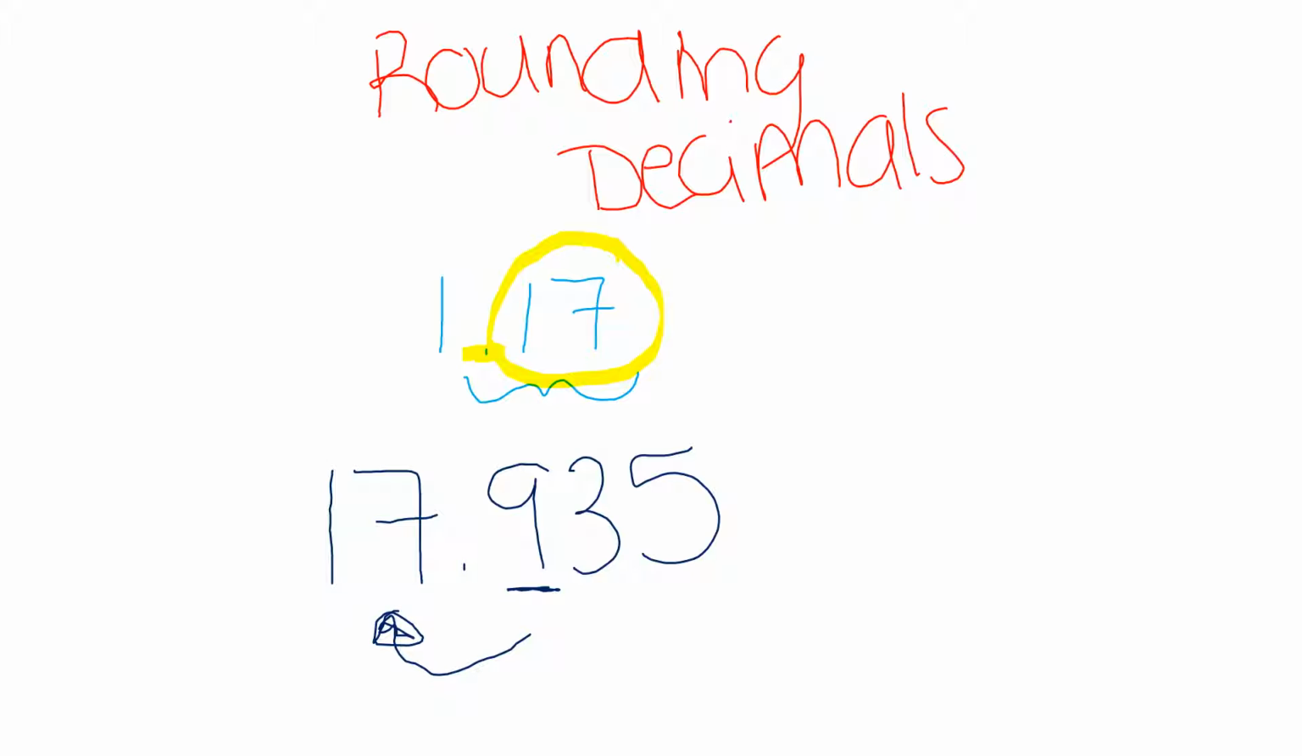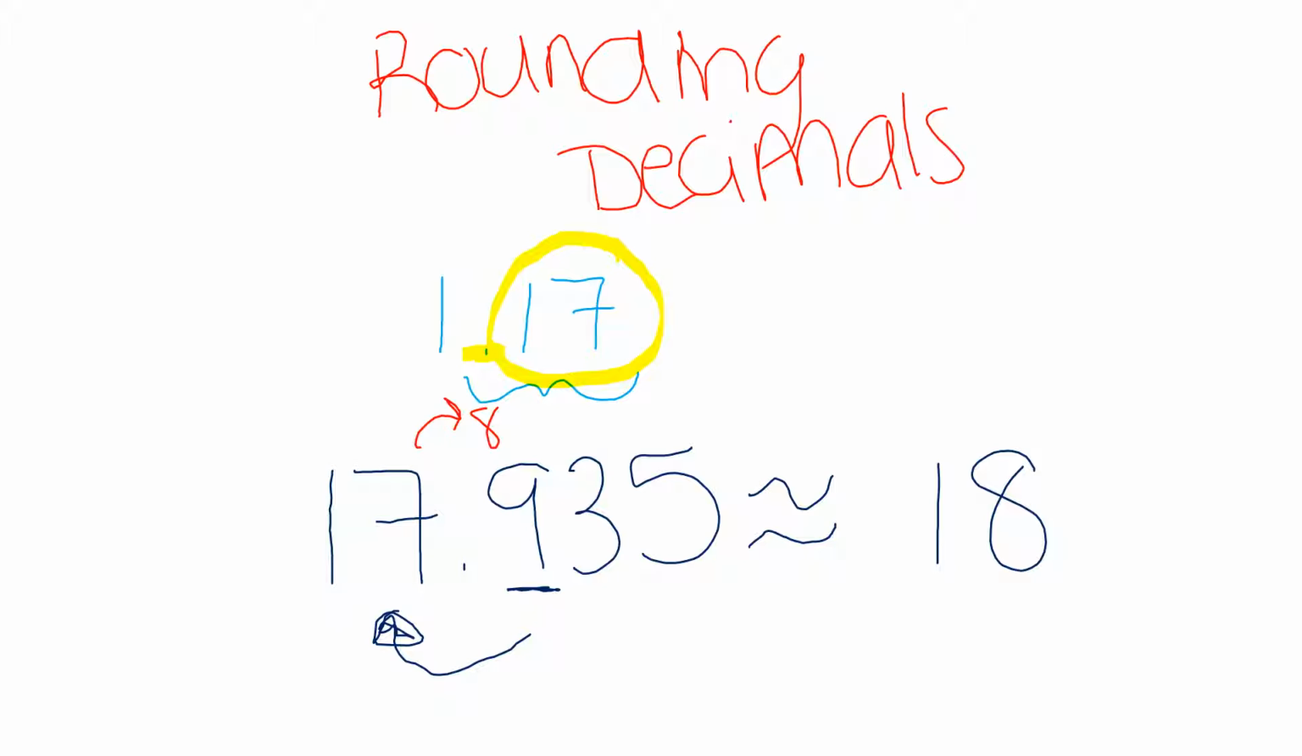So now, our new number, and we do the approximate symbol, because obviously we're estimating. Our new number is going to be 18. Let me just erase my circle. Because when we round up, our 7 rounds up into an 8.